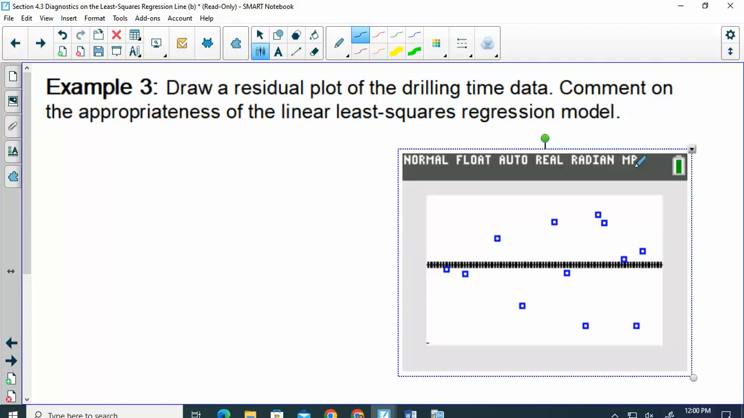okay, does this one have an obvious pattern or an outlier? No, but which violation does it have? The constant error variance. You can see it's a pretty decent model off the bat, but as time goes on, it's becoming less accurate. So it violates the constant error variance.